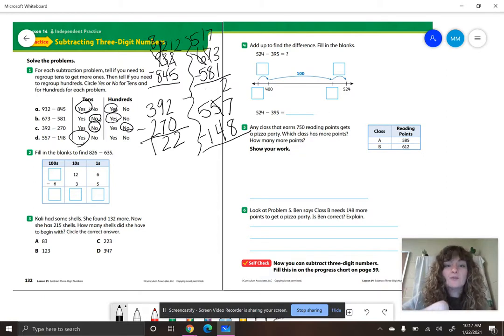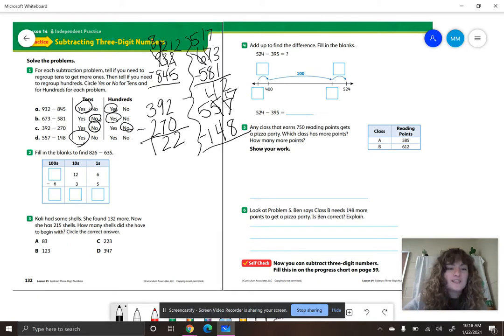So I unroll a 10 and change it to 10 ones. So I put those 10 ones with my 7 ones. Okay, so we would subtract the ones, then we would need to move to the tens. I look at the tens in my whole number. If I have 4, can I take away 4? Yes. Do I need to regroup in the hundreds?